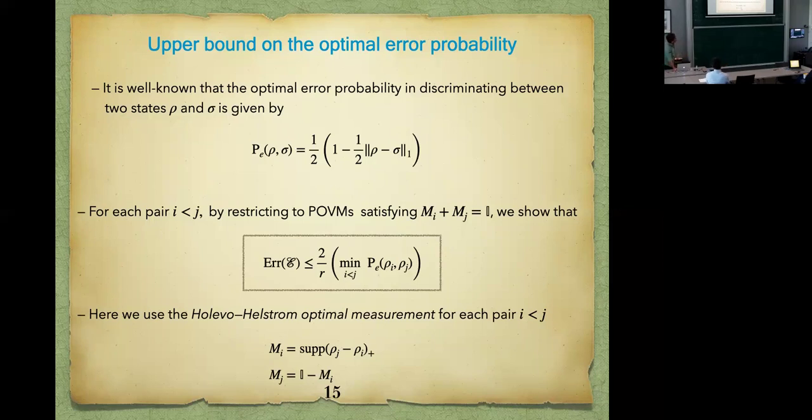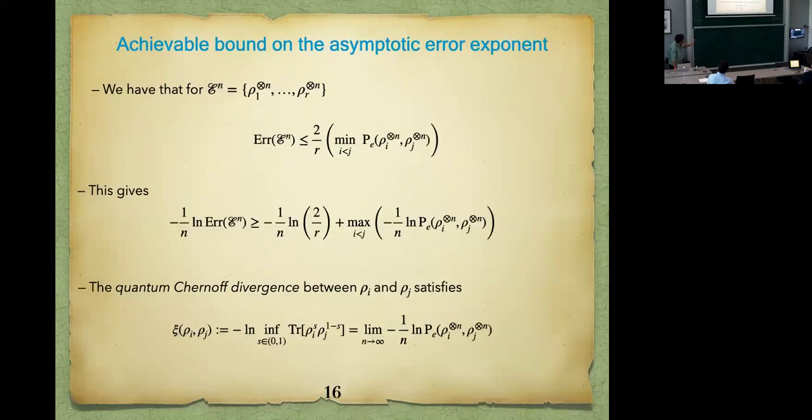Very nice. Okay, so we have an upper bound. Now that we have an upper bound on the optimal error probability, that is going to give us an achievability bound on the asymptotic error exponent. Let me get to what I'm trying to say. So now that we have an upper bound, we can consider the asymptotic case. Suppose we have n copies, we have an upper bound on the optimal error for that n copies ensemble from the previous slide.